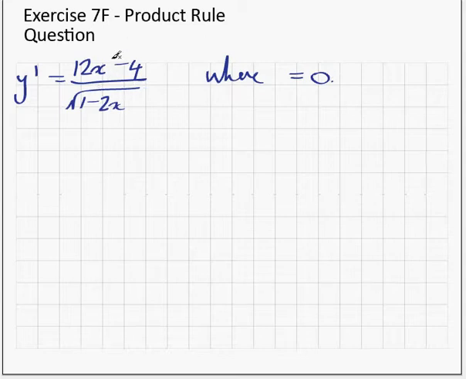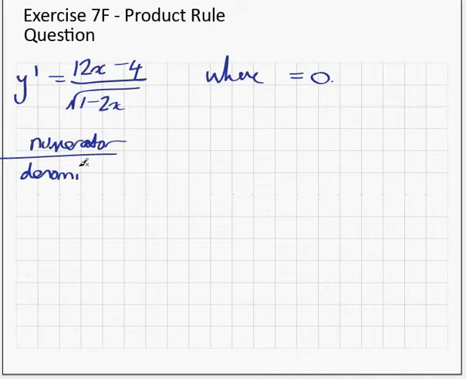Well, we've got two parts to a fraction. We've got a numerator and a denominator. Now, if we want this fraction to equal 0, the only option we have is that the numerator equals 0. That's because if the denominator equals 0, we actually have an undefined fraction because we cannot divide by 0.